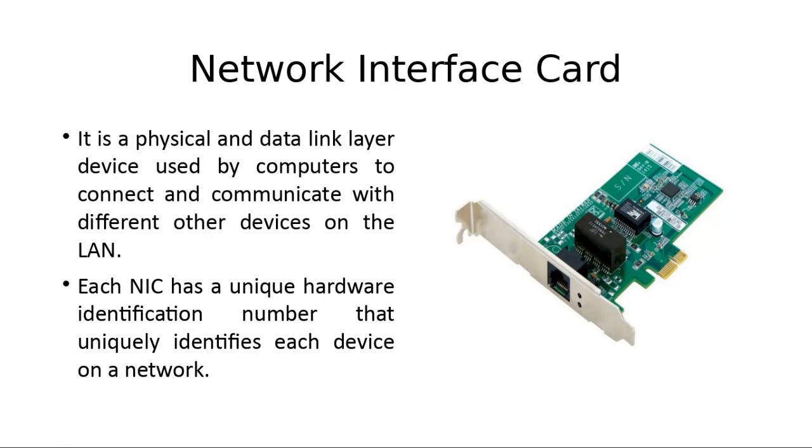LAN. Now each network interface card, as you can see in the image, at the left corner, there is a barcode, and there is some address present on there. That is basically its unique hardware identification number. Every network card has a unique identification number on it, and that is known as the MAC address of the device. Whenever you talk about the MAC address, basically it is the identification number of your network interface card.